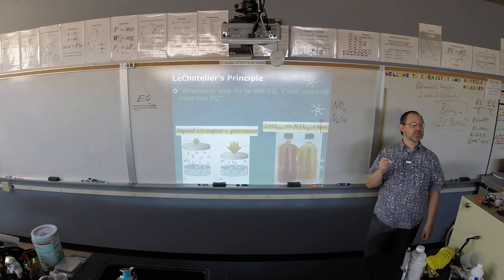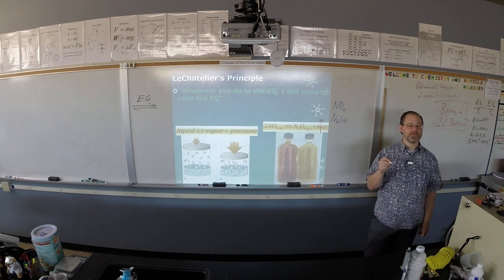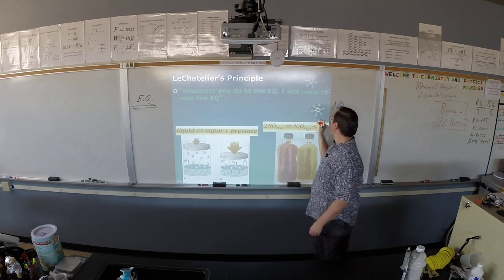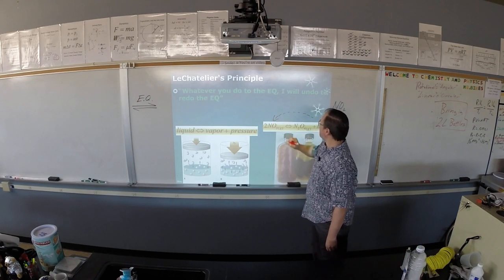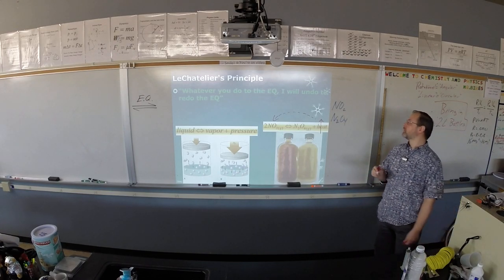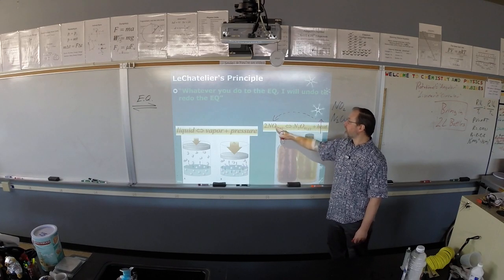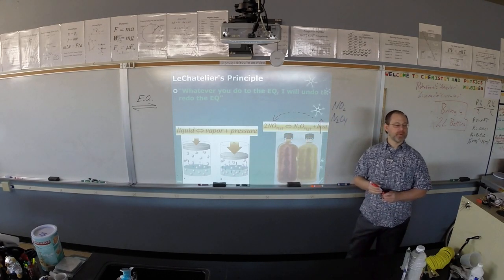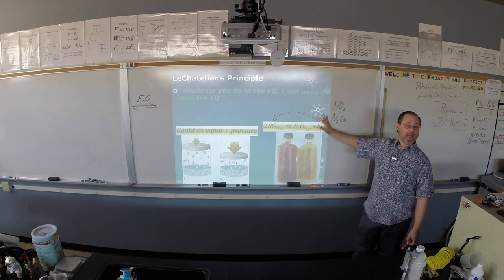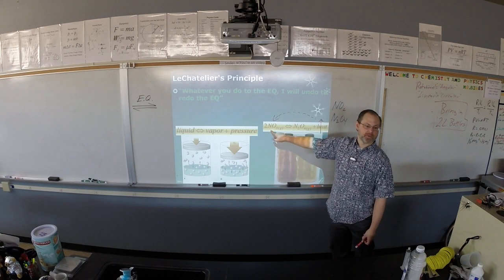So the equilibrium shifted to undo that stress. What direction do you think the equilibrium shifted? It shifted to the left. Equilibrium shifted to the left. Yeah, that's what I'm saying. So whatever you do to the EQ, I will undo to redo the EQ. I increase the heat, that shifted the equilibrium to the left. In other words, the stress was too much heat, and to undo that stress, I reduce the heat by shifting the equilibrium to the left.